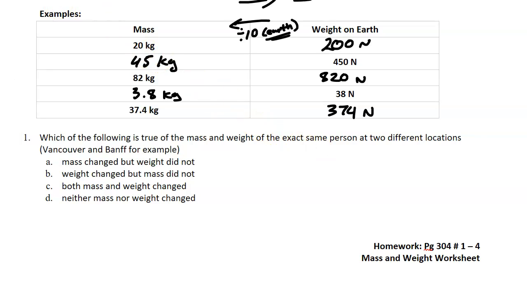Okay, one last little thing here. Which of the following is true of the mass and weight of the exact same person at two different locations, for example, Banff and Vancouver? A, B, C, or D? What do you think? The answer is, in fact, B. The weight changed, but the mass did not.